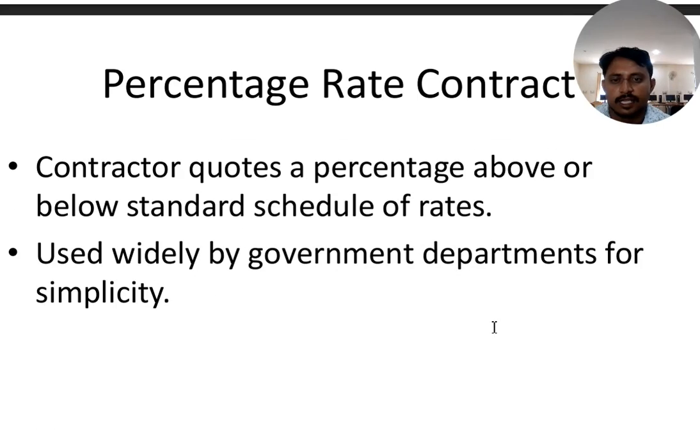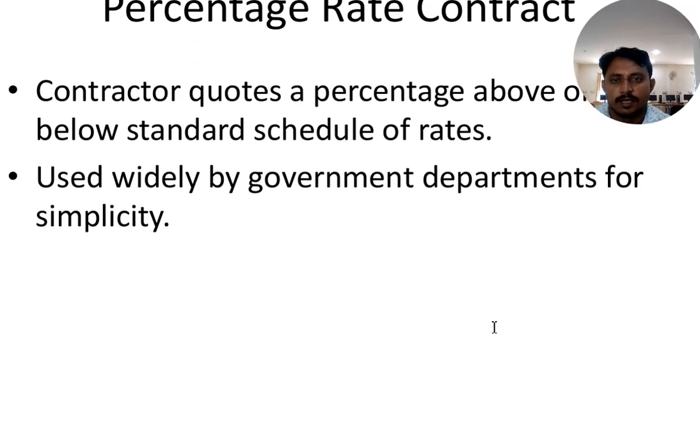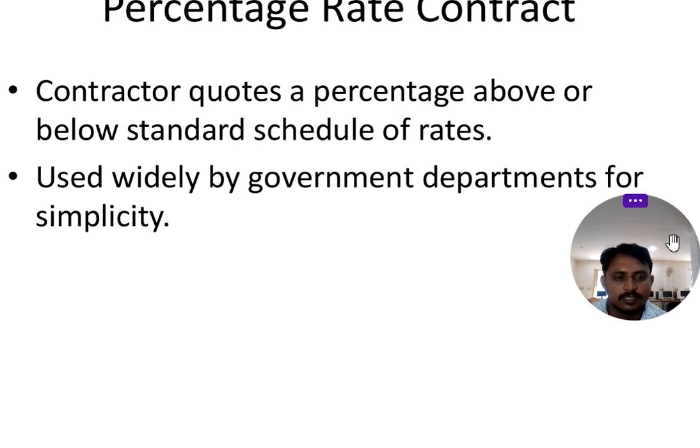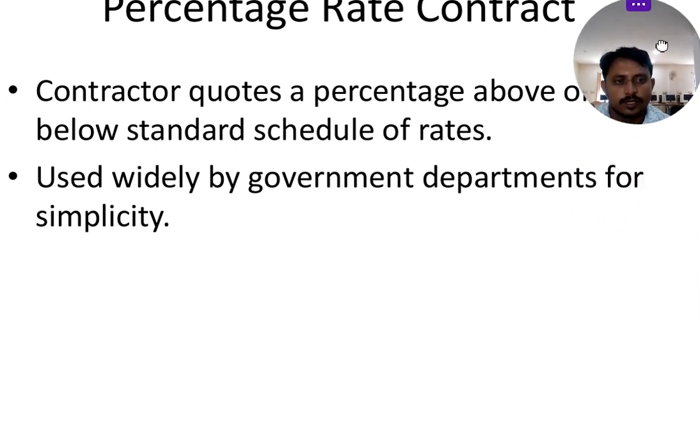Next, coming to the percentage rate contract. It means the contractor quotes a percentage above or below the standard schedule of rates. The schedule of rates is a book, or a list, that gives standard rates. Those rates are finalized by the public works department or other government departments. It is widely used by government departments for simplicity.